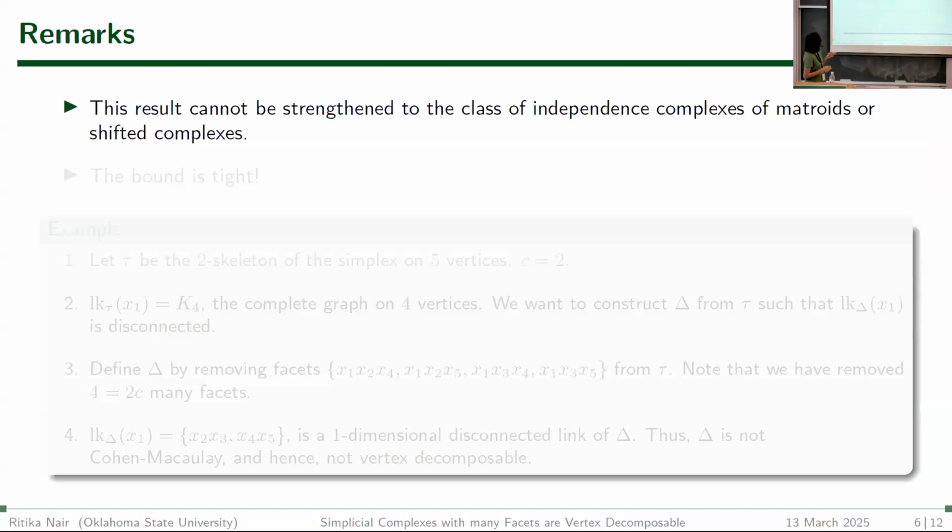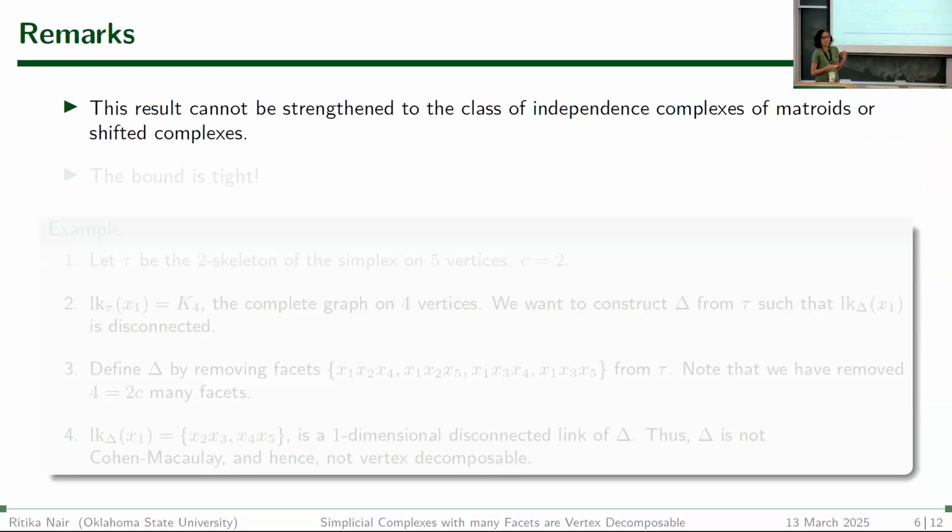So now we try to see if this result can be strengthened to some stronger classes, but no, apparently it's not possible, because with the same bound, we were able to get some counterexamples just by considering some graphs, so that we could not extend this to the class of, say, independence complexes of matroids or shifted complexes.